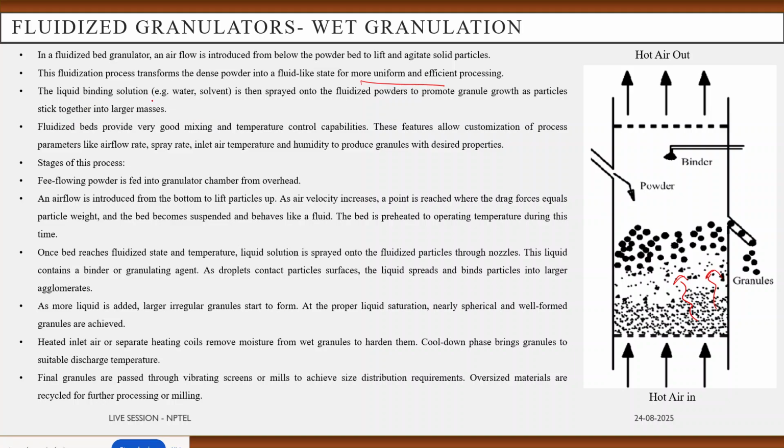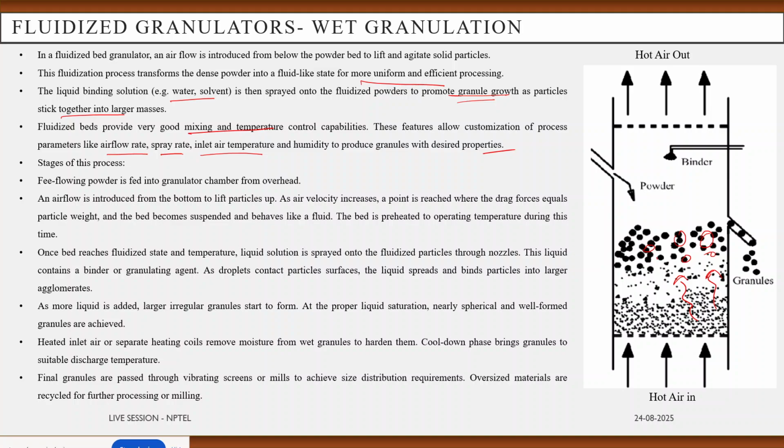The liquid binding solution, which can be any kind of solvent or water, will be sprayed onto the fluidized powder to promote granule formation and growth, as particles stick together and form larger masses. You can see in the picture. Now the fluidized bed provides very good mixing and temperature control capability. This feature allows customization of process parameters like airflow rate, spray rate, inlet air temperature, and humidity to produce granules with desired properties.